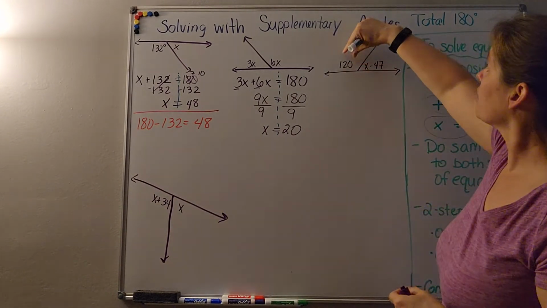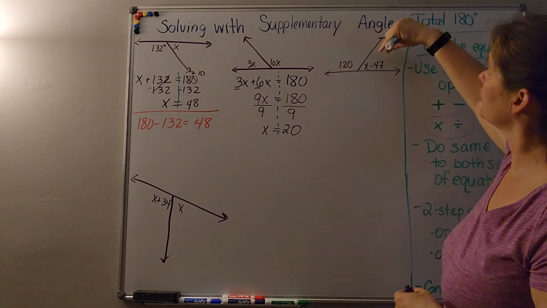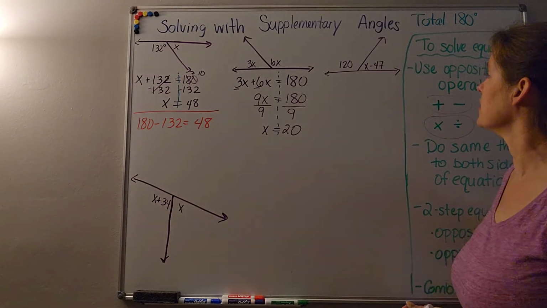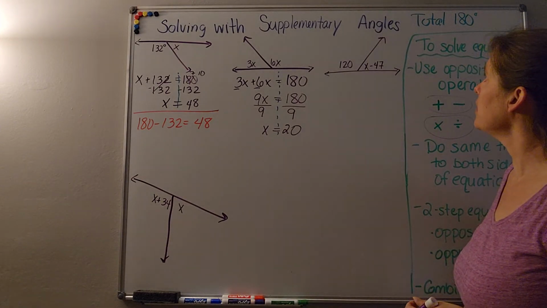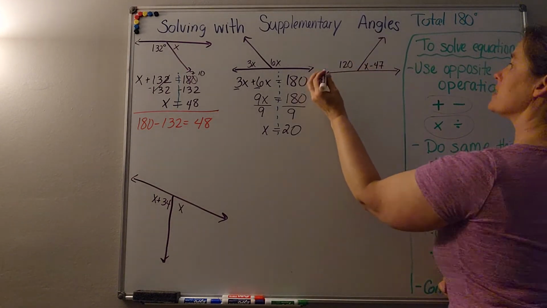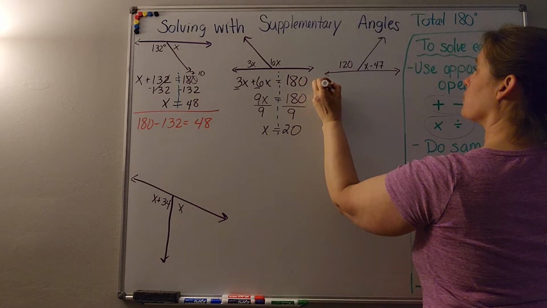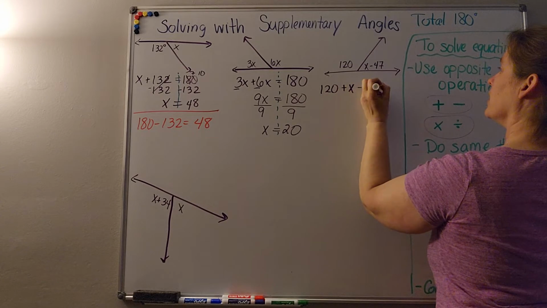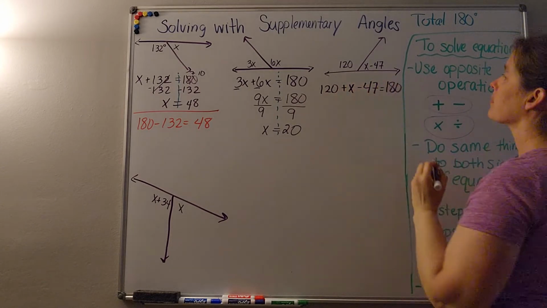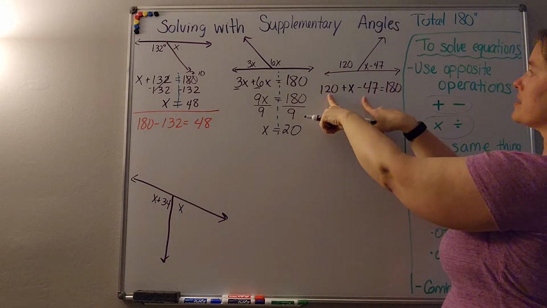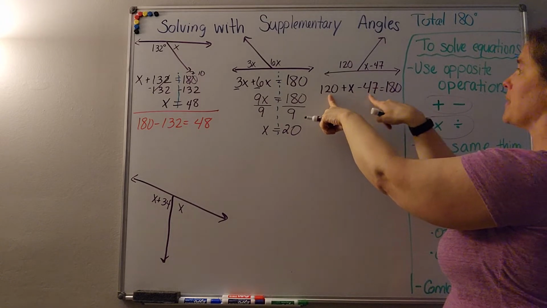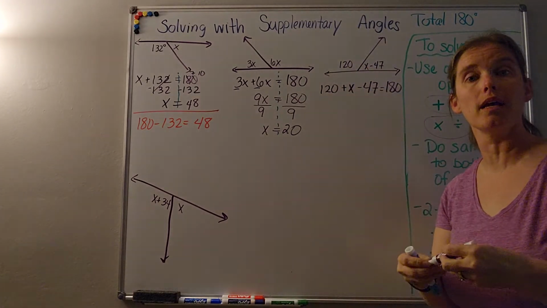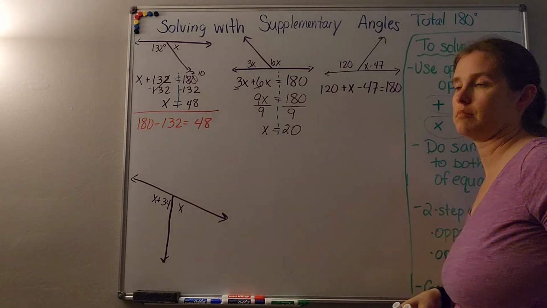All right, so here I have a 120 degree part of the angle, and I'm at x minus 47. So let's solve and see what this ends up equaling. The two pieces get added together. 120 plus x minus 47 equals 180. All right, so this time I see 120 and I see a number, minus 47. So let's combine this. What's 120 minus 47?